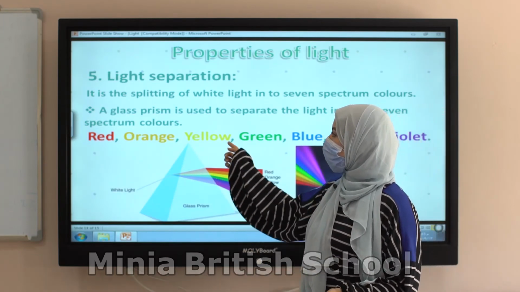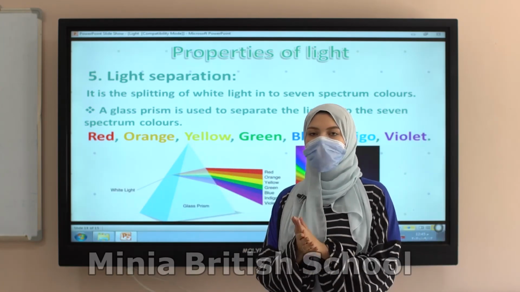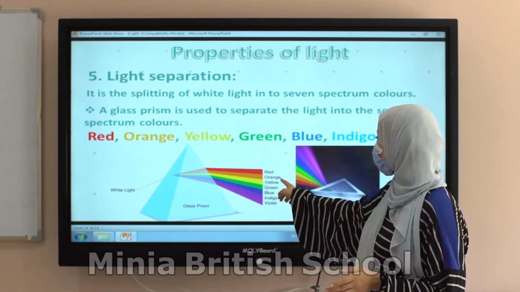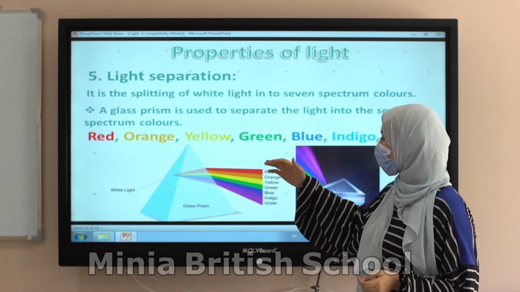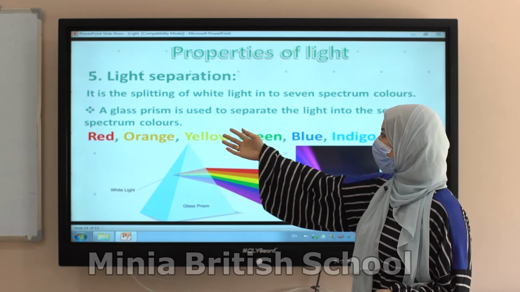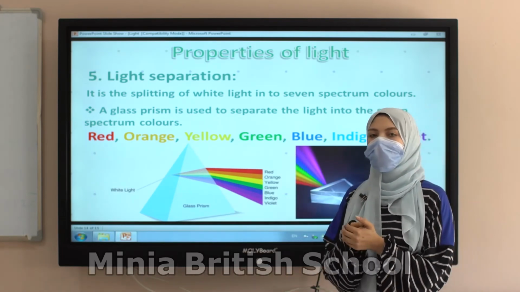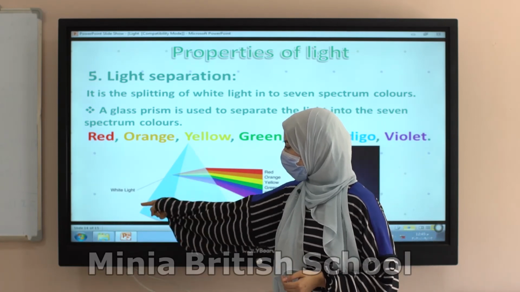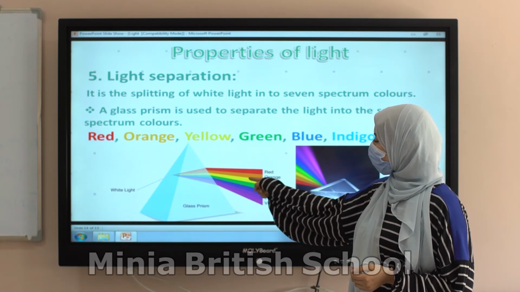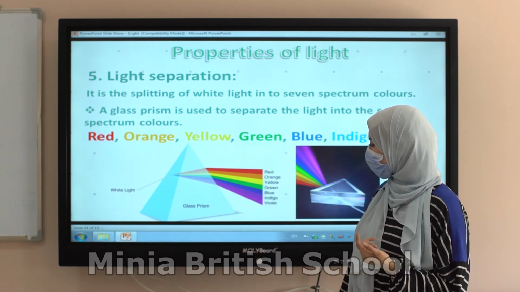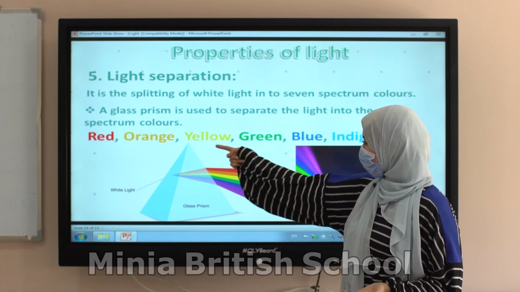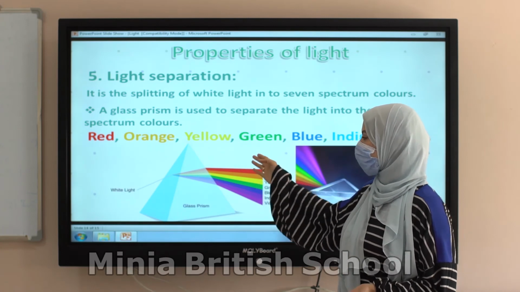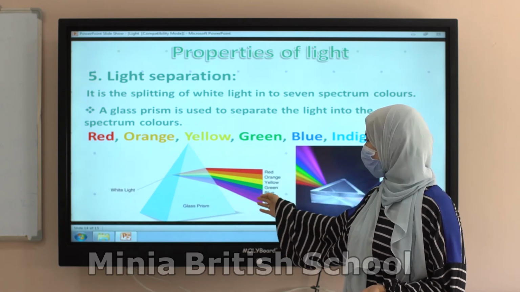What about light separation, the last property of light? After raining in the winter, you can see the rainbow, the 7 colors in the sky. Why? Because of light separation. If you put sunlight in front of a glass prism, the white light separates into 7 colors, started from red to violet. This is called the light separation phenomenon.